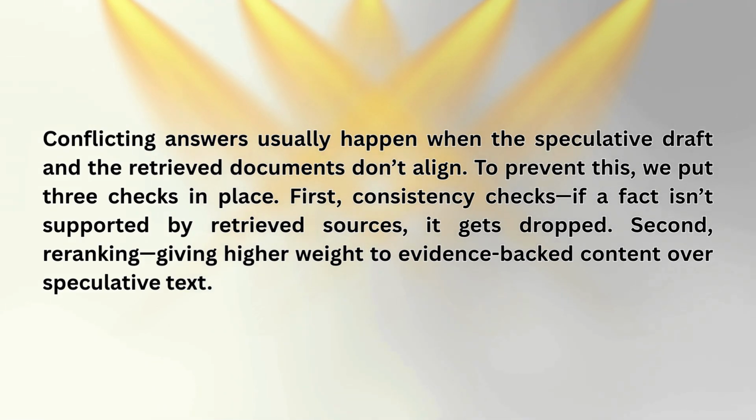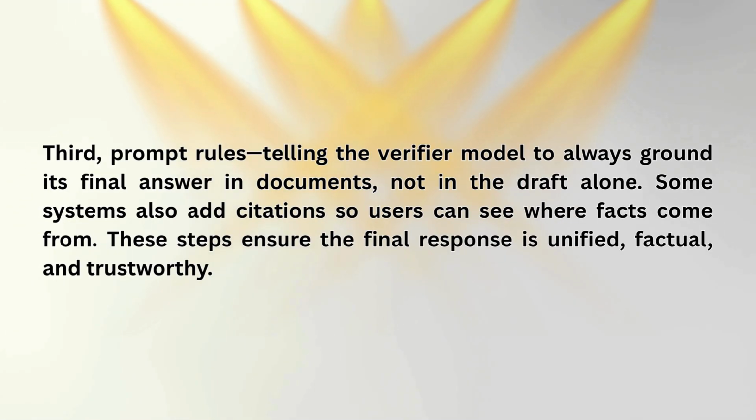First, consistency checks. If a fact isn't supported by retrieved sources, it gets dropped. Second, re-ranking, giving higher weight to evidence-backed content over speculative text. Third, prompt rules telling the verifier model to always ground its final answer in documents, not in the draft alone. Some systems also add citations so users can see where facts come from. These steps ensure the final response is unified, factual, and trustworthy.